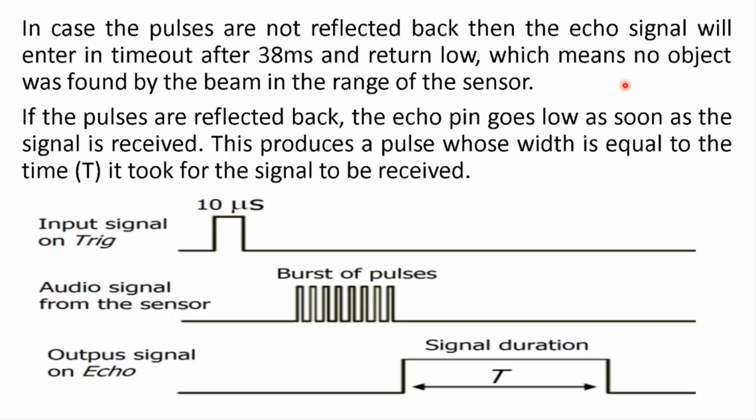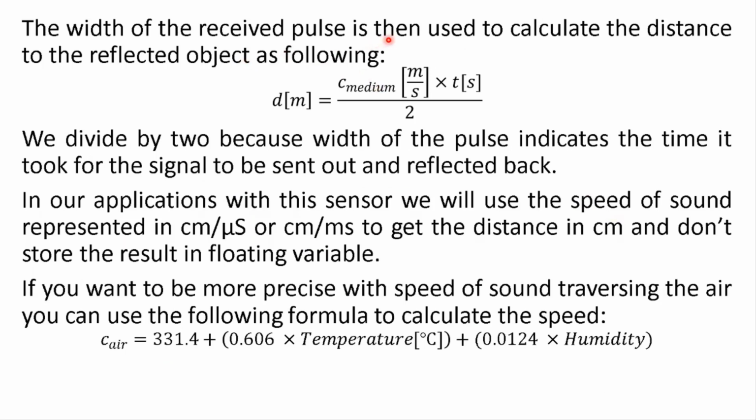If the pulses are reflected back, the echo pin goes low as soon as the signal is received. This produces a pulse whose width is equal to the time it took for the signal to be received. The width of the received pulse is then used to calculate the distance to the reflected object as follows. Distance equals the speed of sound in the medium times the time that we get from here, divided by 2. We divide by 2 because the width of the pulse indicates the time it took for the signal to be sent out and reflected back. If you want to be more precise with the speed of sound traversing the air, you can use the following formula.